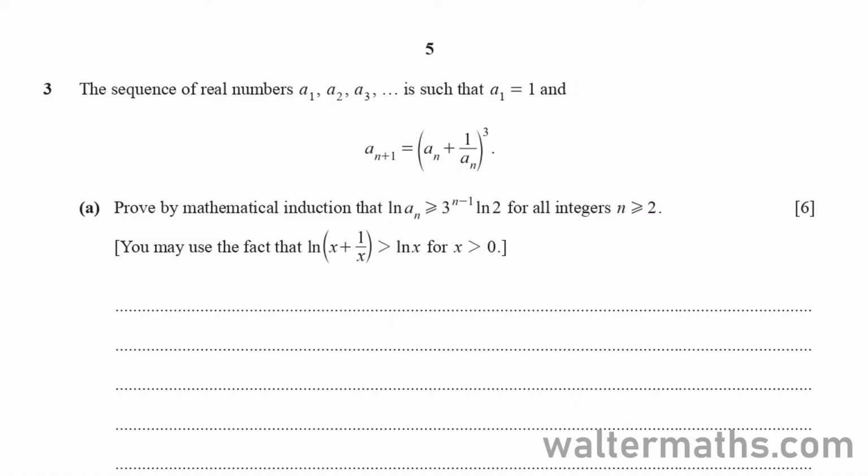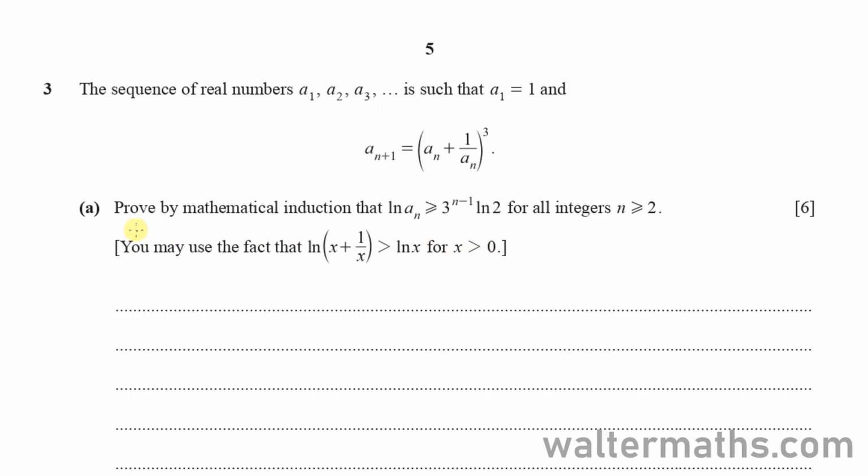Question number 3. The sequence of real numbers a sub 1, a sub 2, a sub 3 is such that a sub 1 is equal to 1 and a sub n plus 1 is equal to a sub n plus 1 over a sub n, all to the power of 3. In part A, prove by mathematical induction that ln of a sub n is greater than or equal to 3 to the power of n minus 1 ln 2 for all integers n greater than or equal to 2. And you may use the fact that ln of x plus 1 over x is greater than ln x for x greater than 0.